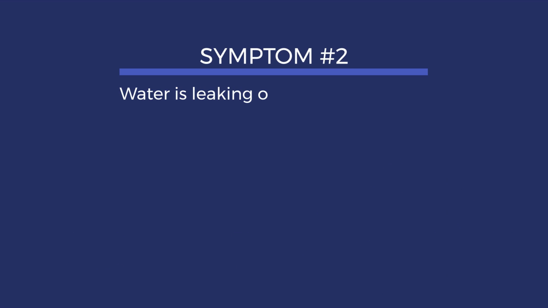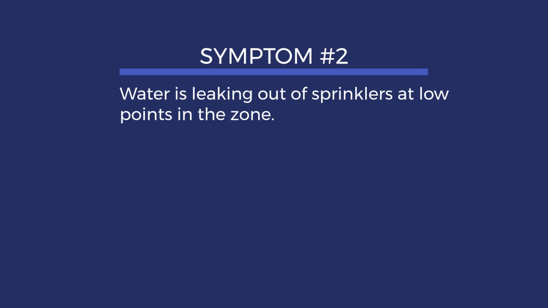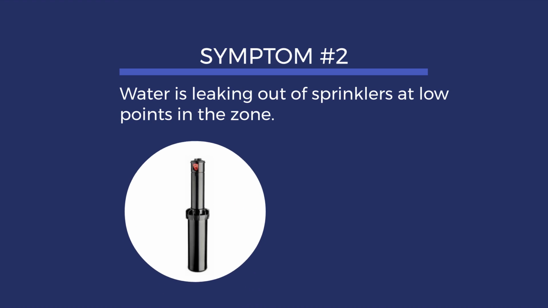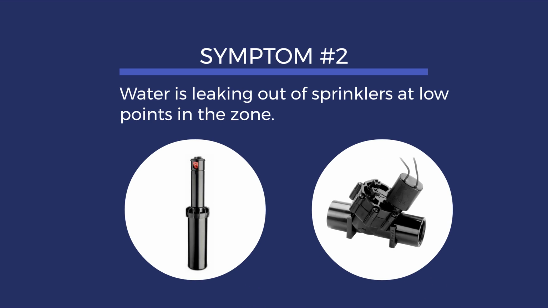Symptom number 2. Water is leaking out of sprinklers at low points in the zone. There are two common causes for water to be leaking from a sprinkler at a low area on the zone: a problem with the sprinkler or a problem with the valve. If the leaking is intermittent and generally happens only after the zone has been run, the problem is usually the sprinkler.